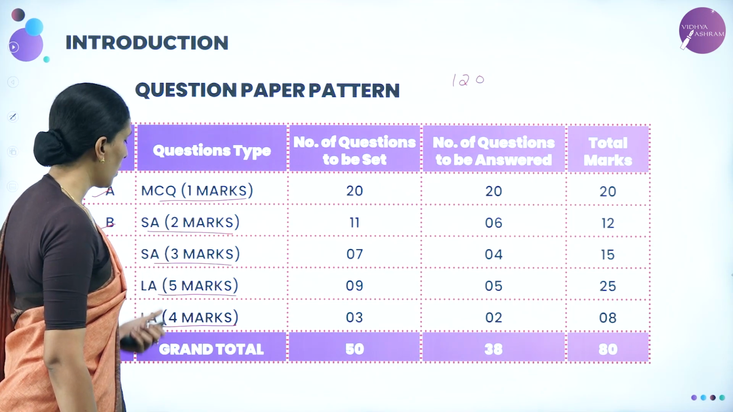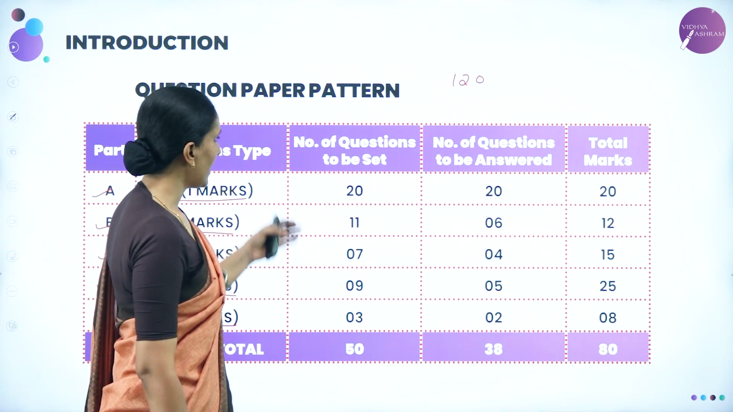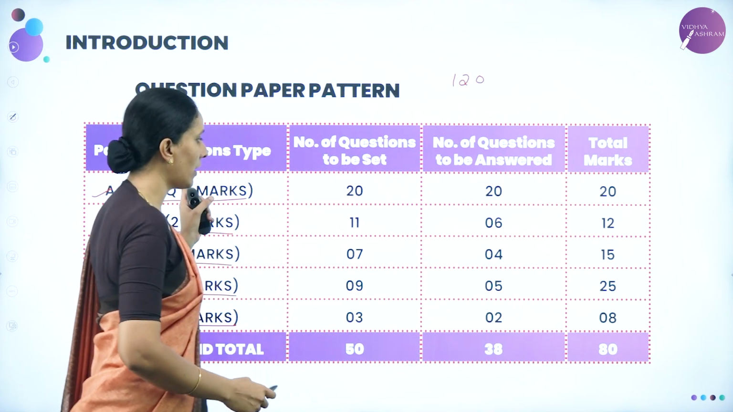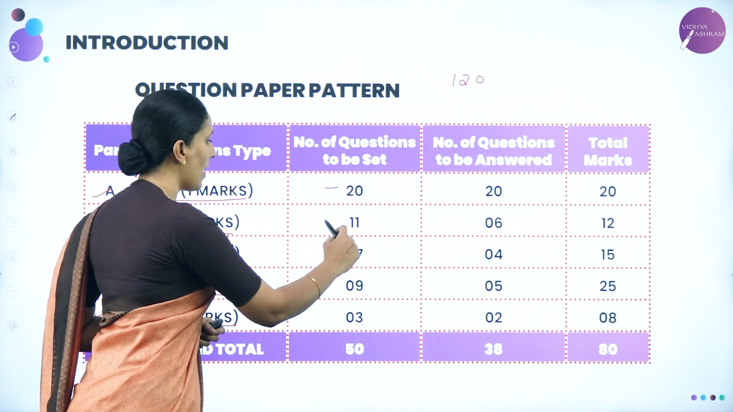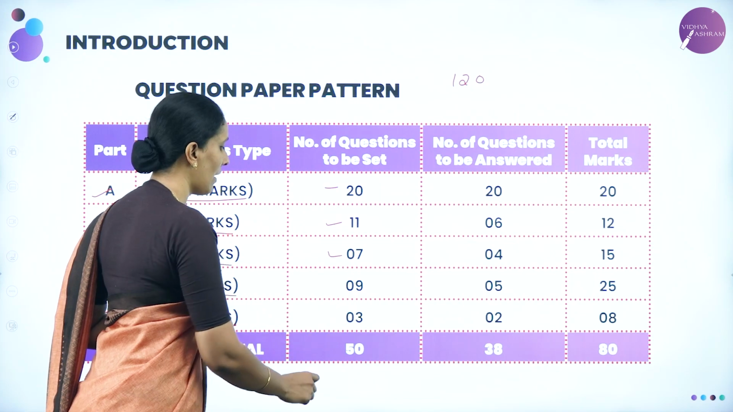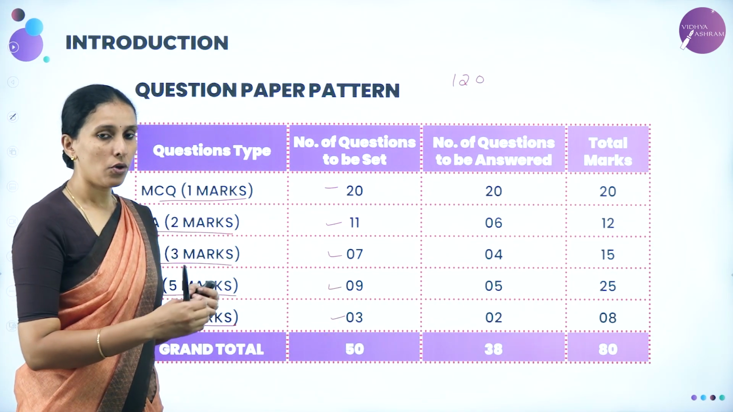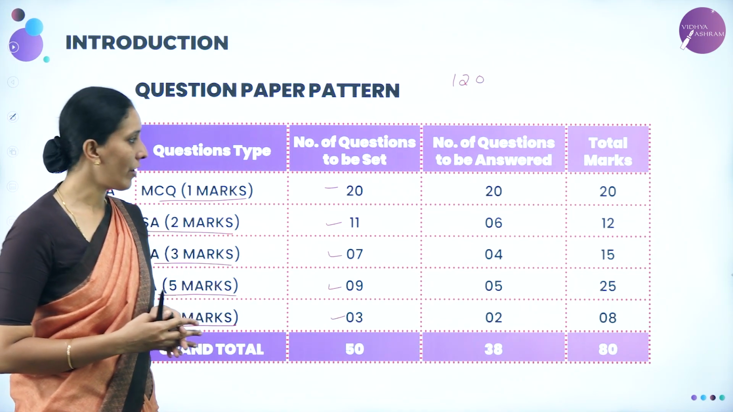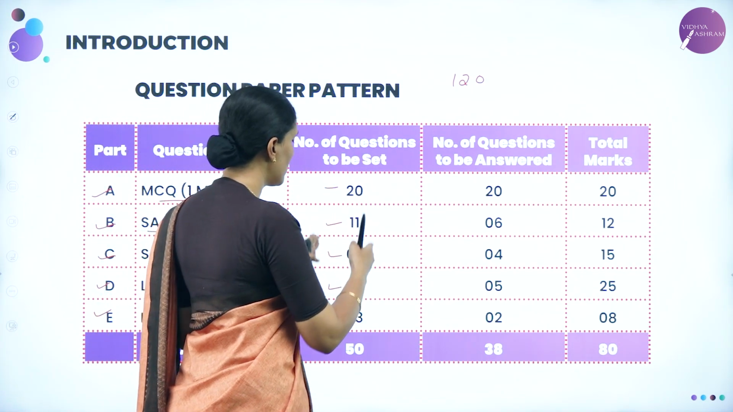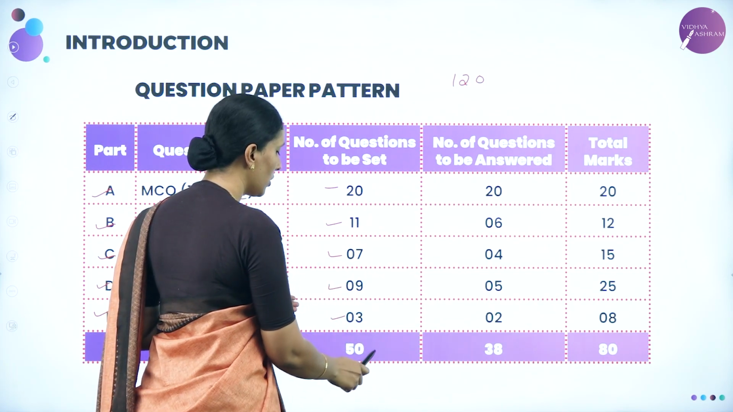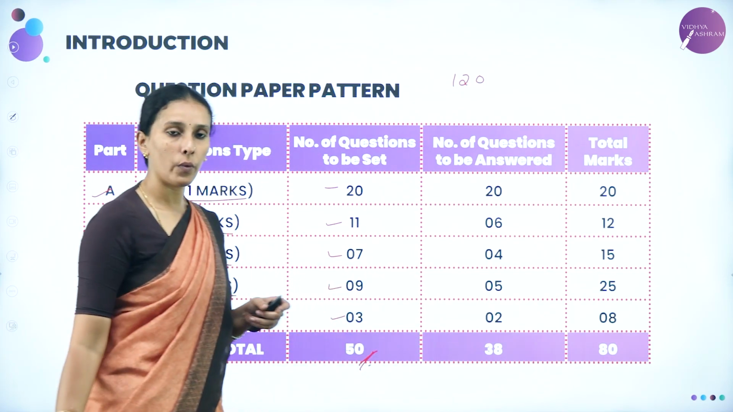So the entire question paper will be set including the number of questions. You can clearly see the number of questions under 1 mark is 20, 2 marks 11, 3 marks 7, 5 marks 9 and 4 marks 3 questions, which also includes internal choices here. So the questions set is 20, 11, 7, 9, 3. Overall you have 50 questions in the question paper.